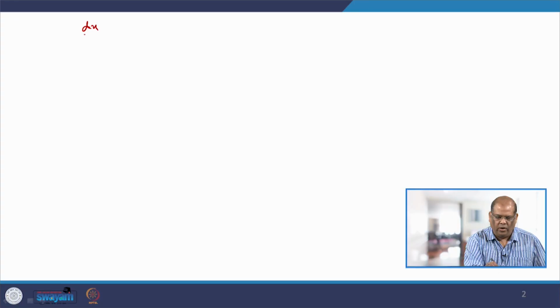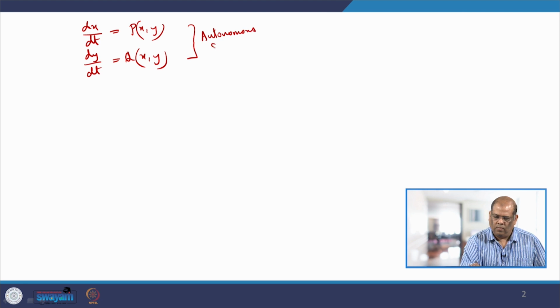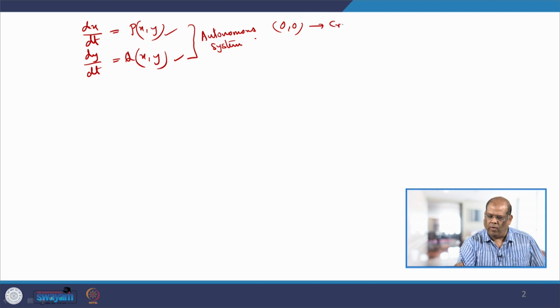So, in this particular lecture, I will give a rigorous mathematical proof that when two eigenvalues are real and negative, they will give you a stable node. So, to start with, we take the differential equation dx/dt equal to P(x, y) and dy/dt is equal to Q(x, y). This is an autonomous system. That means the right hand side does not depend explicitly on t. I take (0, 0) to be the critical point or the equilibrium point.